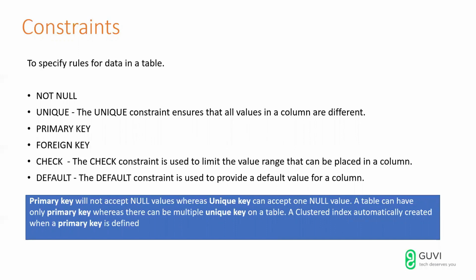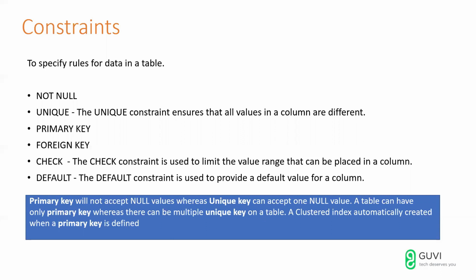What is a unique constraint? The unique constraint ensures that all values in a column are different. You might be thinking, primary key is also doing the same. What is the difference between a unique constraint and a primary key constraint? Primary key will not accept null values in a column, whereas a unique key can accept one null value. Just remember that it will allow only one null value. So that is where the difference between the unique key and the primary key lies.